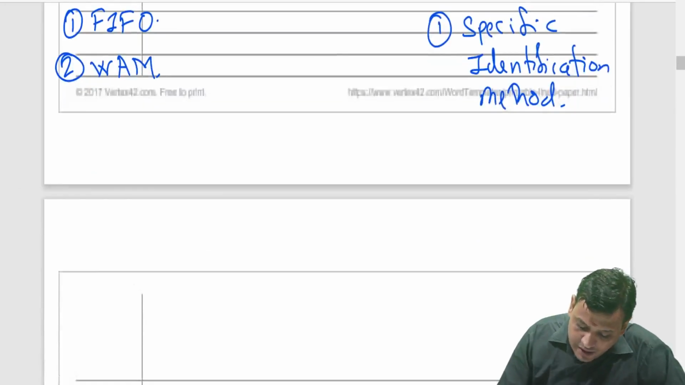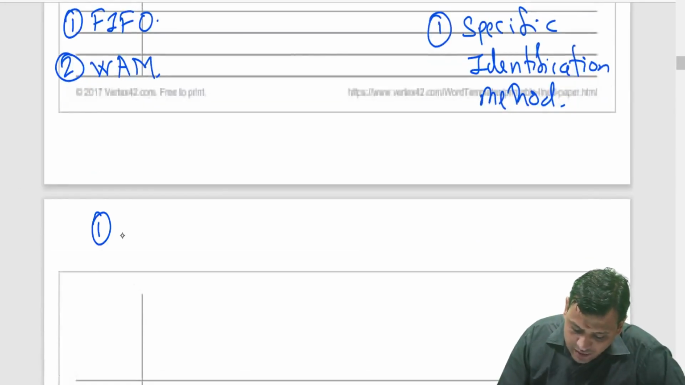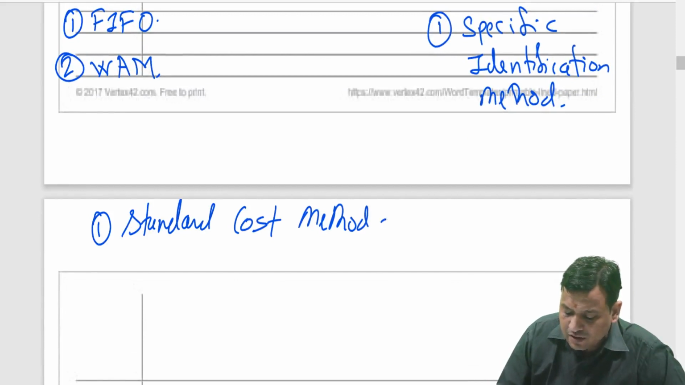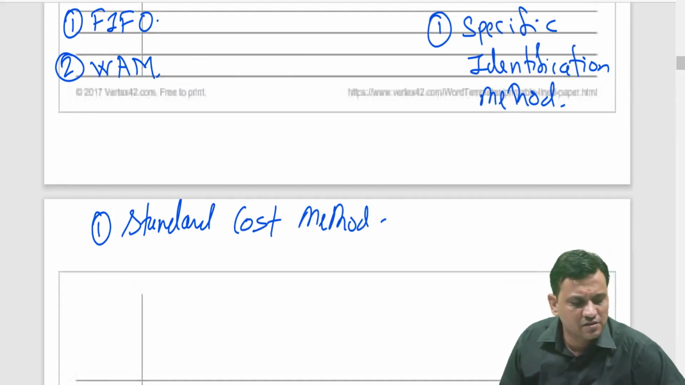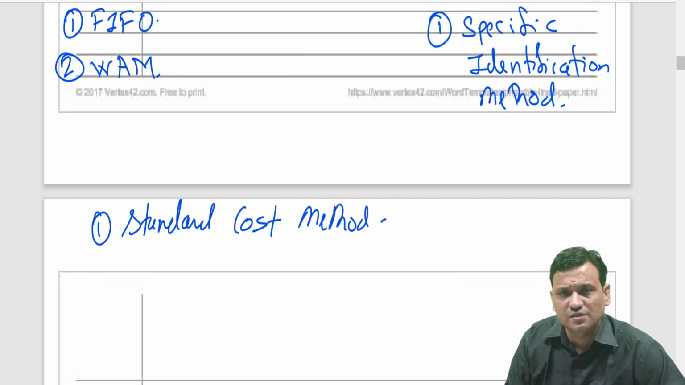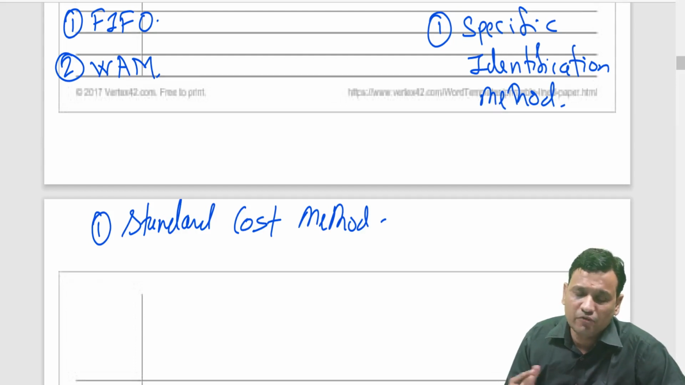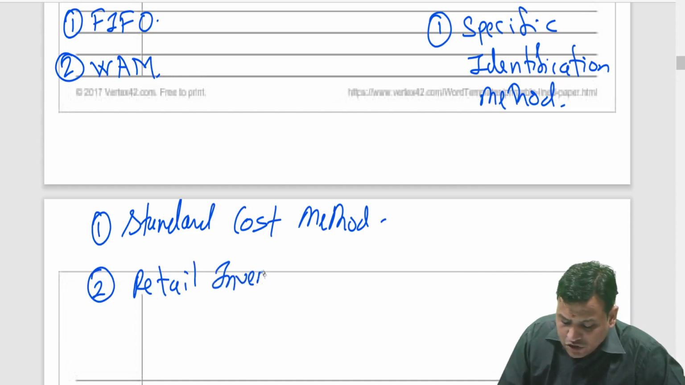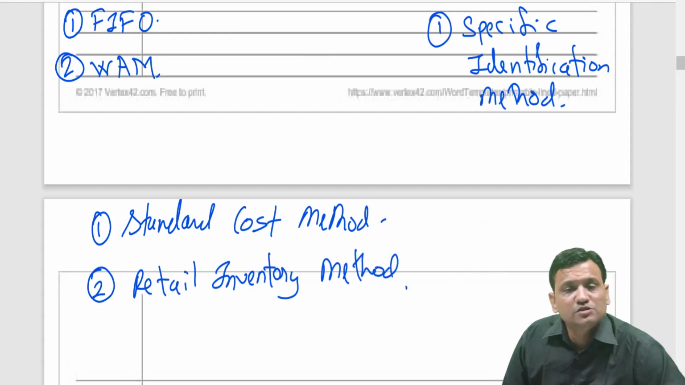Over and above this, there are two more methods which can be used by a manufacturer. You can use the standard cost method. Standard cost method is for those manufacturers who have a standard costing system to evaluate cost. They have budgets, so these people can use the standard cost method for finding the value of closing stock. And the second method, proposed by the standard for retailers who do not maintain any stock records, is the retail inventory method. So those who don't have stock records can use this method.